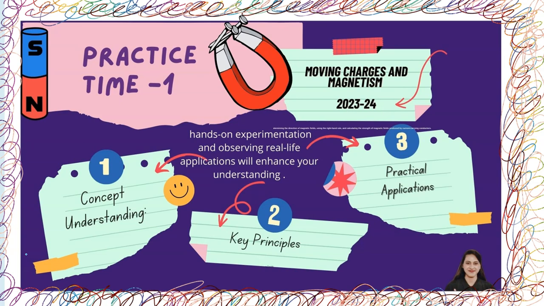We came here with the practice time 1 session of the chapter Moving Charges and Magnetism for the year 2023-24. After this session, you will be able to understand how to apply the numerical, how to apply the formula in a particular question, key principles and practical application. What is the meaning of practical application here? After a particular question, you will understand what final result comes from that part. So let's begin with the first question which we have.